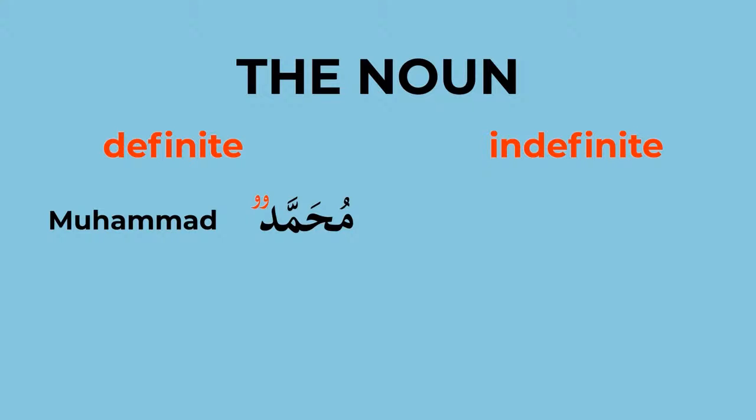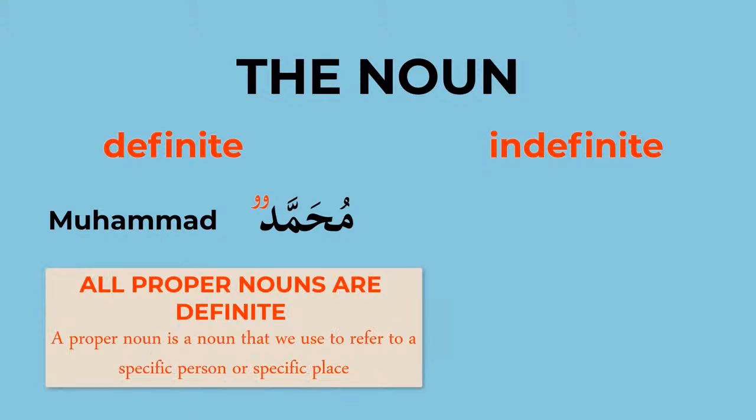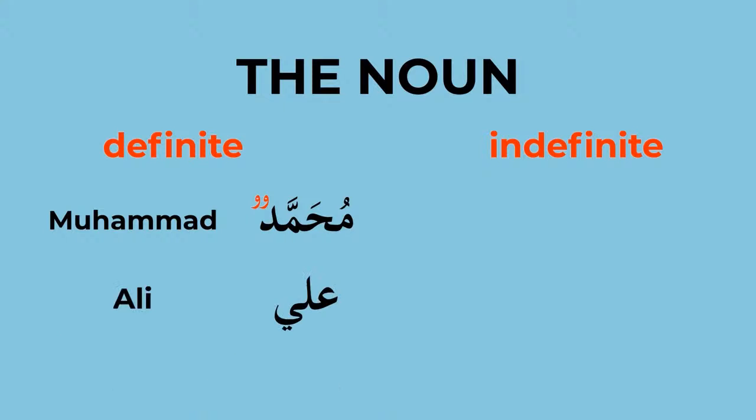Brother, how come? Tanween means indefinite, and now you say Muhammad is definite. Yes, you are right. Why? Because Muhammad is a proper noun. All proper nouns are definite. When you say Muhammad, it doesn't mean any Muhammad. It means one particular Muhammad. If I say Ali, brother, how do you write Ali? We always say Ali, but truly speaking, Aliyun.